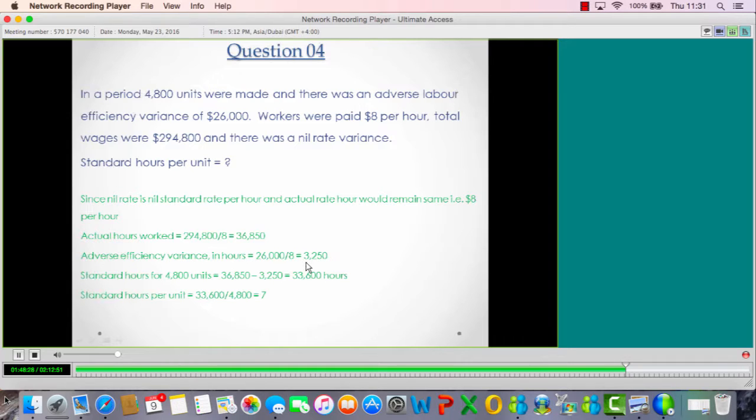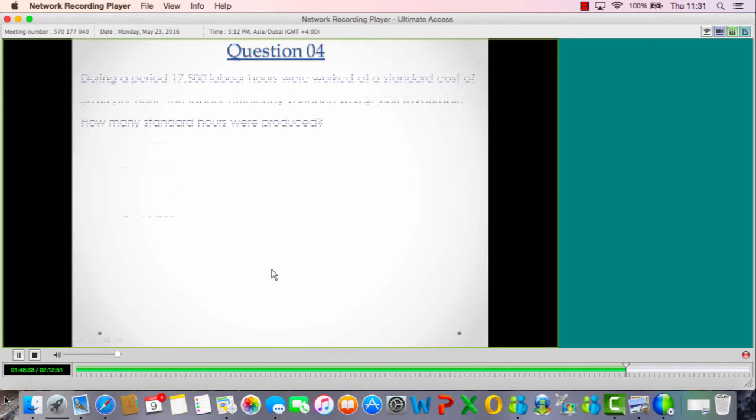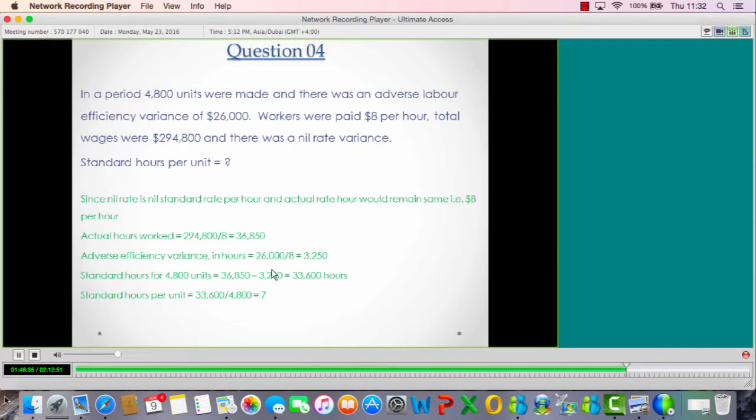Is it clear with you? So other steps are fine? So that is how you arrive at it. So your standard hours would be 33,600. That you divide by 4,800. Then your standard hours per unit would be 7. Clear? Okay. If you have any doubt, just speak up, and I'll explain it again if you want.